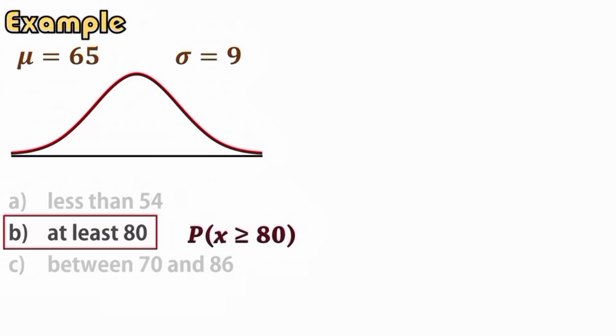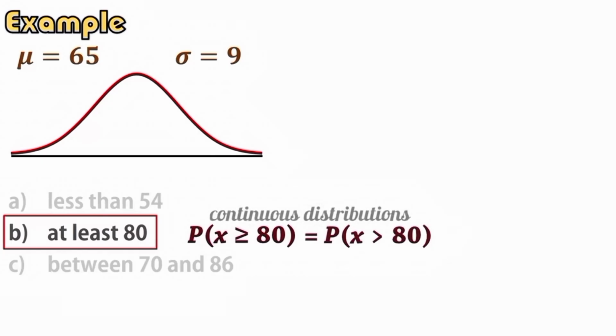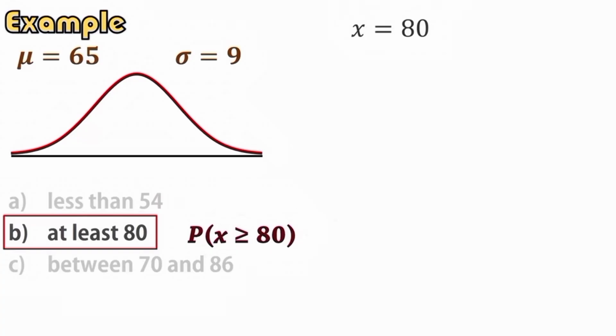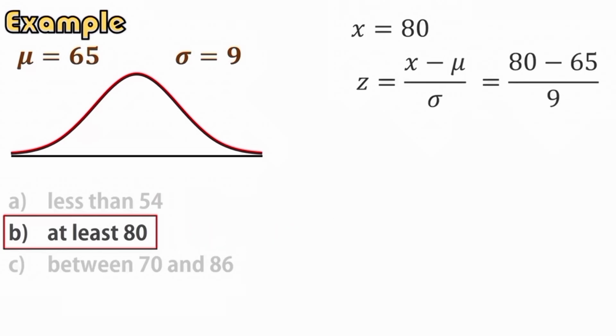Let's go to letter B. At least 80, or P of X is at least 80, or P of X is more than 80. So they are the same. So our X will be 80. We have to calculate first using the formula. So Z is equal to 80 minus 65 divided by 9, which is equal to 1.67.